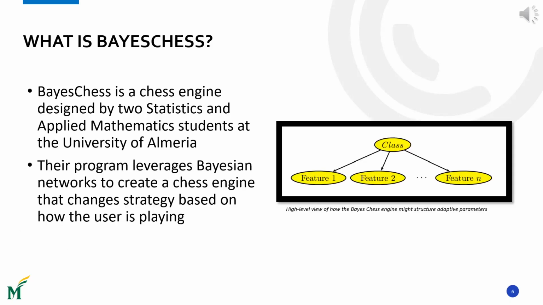So what is BayesChess? BayesChess is essentially the solution to that problem proposed by the two authors of my research paper who studied applied mathematics and statistics at the University of Almeria. Their program essentially uses Bayesian networks to create a more dynamic and interesting chess game that adapts to what the user is doing and changes a little bit every time. You're not going to see the same exact CPU strategy every game. This does lead to a little bit of a suboptimal chess engine, but it's more fun for the user to play against.